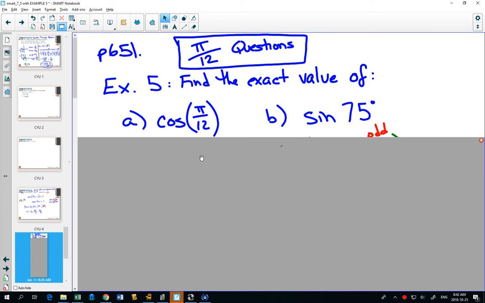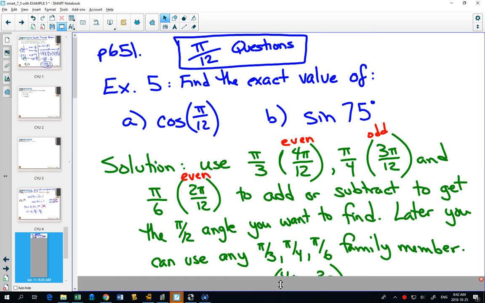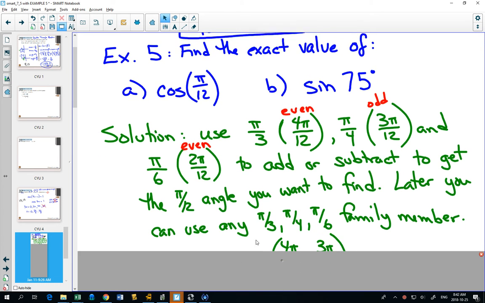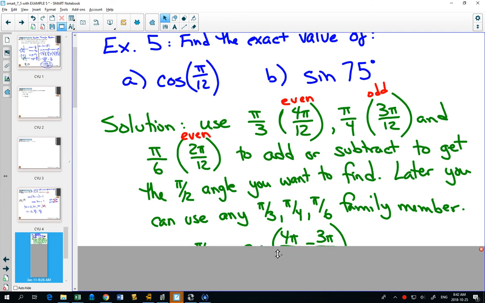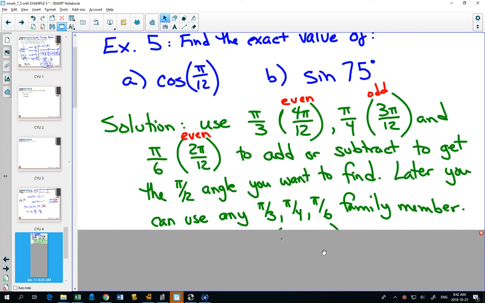So how do we solve a pi over 12 question? Just a simple idea to do it. The red part where I labeled even and odd, we're going to look at a little bit later, but you can label it right now as well. You use your families that you know. You know pi over 3 on your pi plate. You know pi over 4 on your pi plate. You know pi over 6 on your pi plate. And then you try to figure out, is there a way that I could add or subtract to get pi over 12?